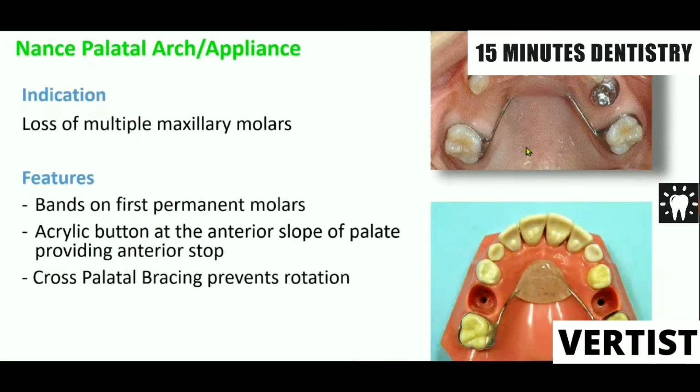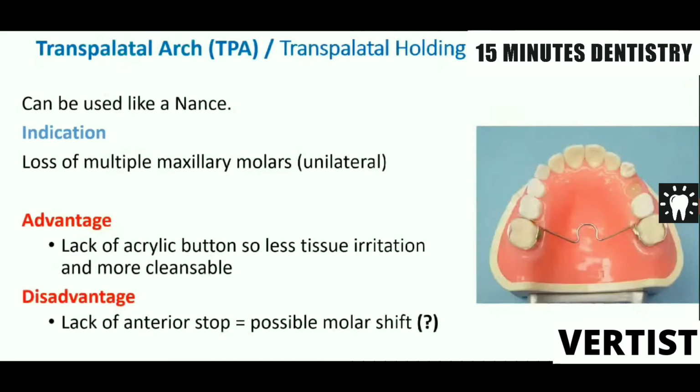And one more thing, the bilateral design or the cross-palatal bracing helps in prevention of the rotation of maxillary molars, which most commonly occurs around the palatal root of the maxillary first molars.